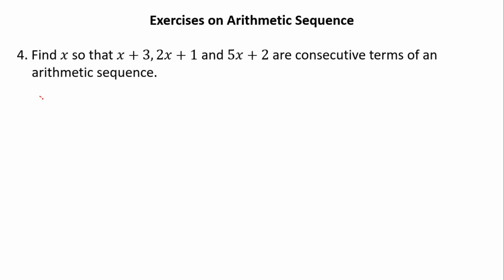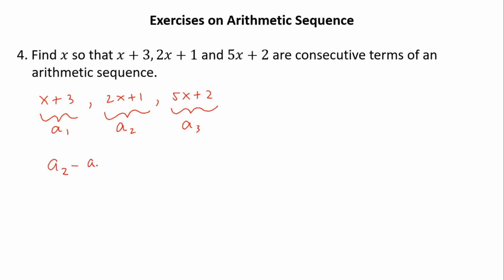So we have x plus 3, 2x plus 1, 5x plus 2. So this is our first term, a sub 1. This one, second term, a sub 2. Third term, a sub 3. Now, since this has to be an arithmetic sequence, it is true that a sub 2 minus a sub 1 is equal to a sub 3 minus a sub 2, since it has a common difference.